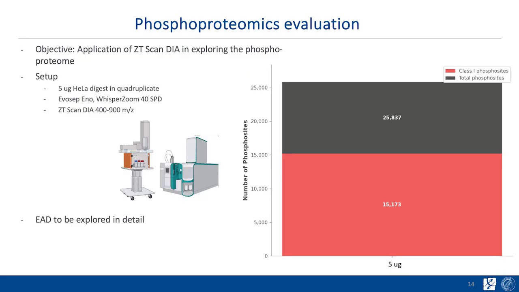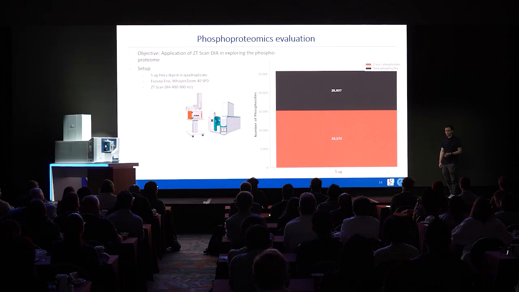mass range is not covering the entire phospho space, so it just goes from 400 to 900 mass over charge, which is kind of the default proteome mass range. But nonetheless, the IDs here are pretty good: there's almost 26,000 phosphosites, and 15,000 of those are class 1 phosphosites. Usually we get around 20 to 30,000 phosphosites, so this instrument performs really well, even though it doesn't even cover the complete phosphopeptide mass range.